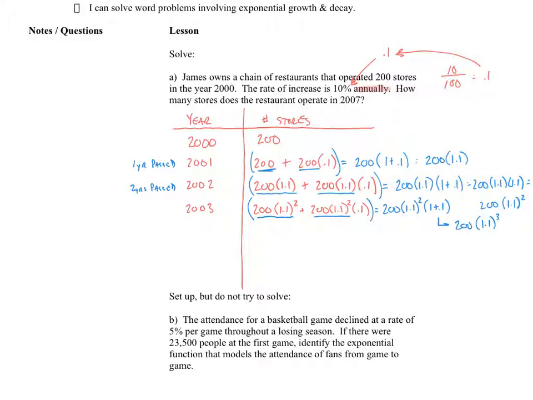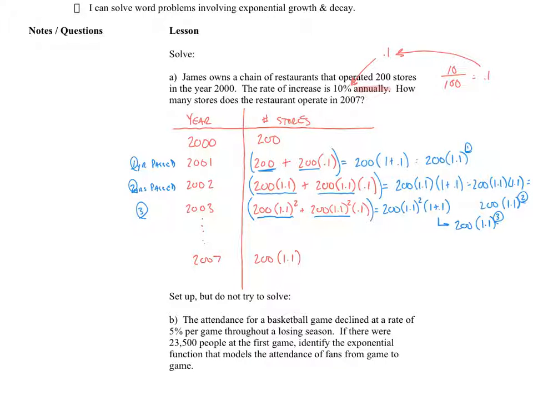In the year 2003, 3 years have passed. And you'll notice that as you move, the exponent of the expression goes up with the years. So this is the pattern that we're going to start to recognize. Now we could keep doing this all the way to the year 2007, but we're just going to keep getting this same expression.